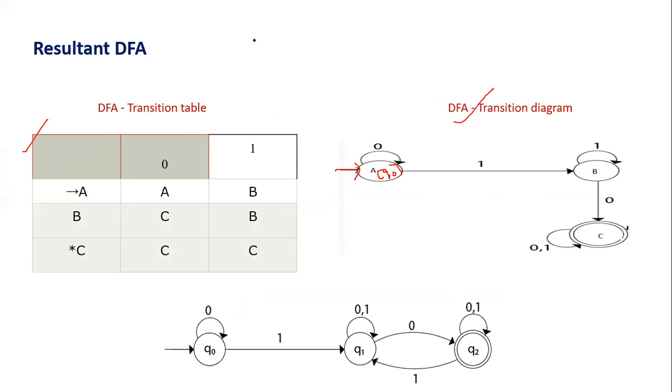Now our NFA diagram is converted into a DFA like this. For a specific input, it moves from one state to another state. There are no many other paths.